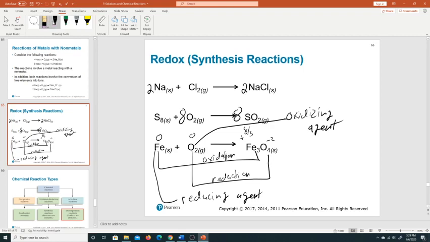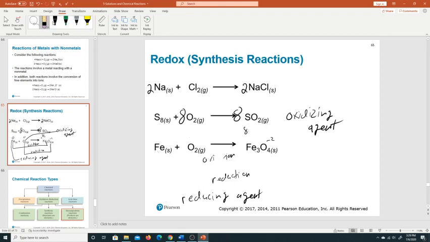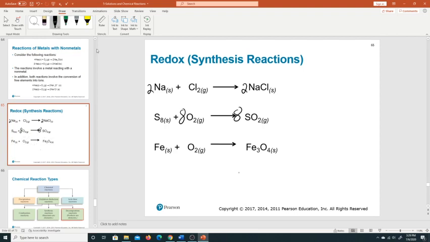So that's that. As far as balancing is concerned, I have 3 irons on the right, 1 on the left. I have 2 O's, 4 O's. So I'll put a 3 here and a 2 there, and of course the last one, the iron oxide, is 1.